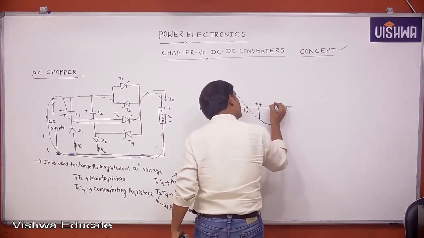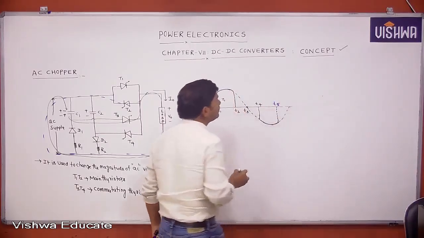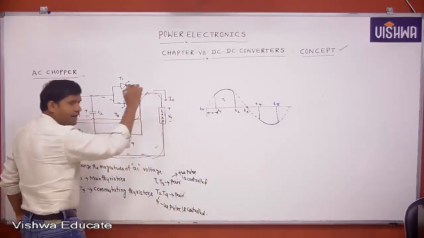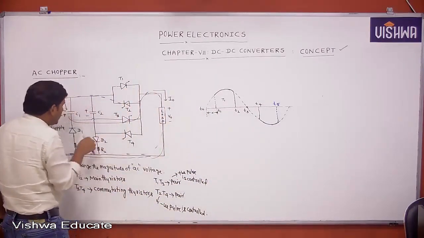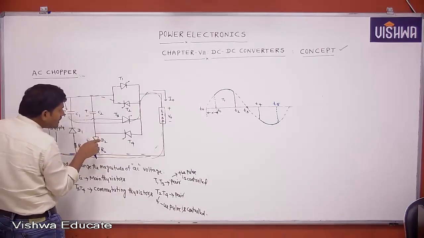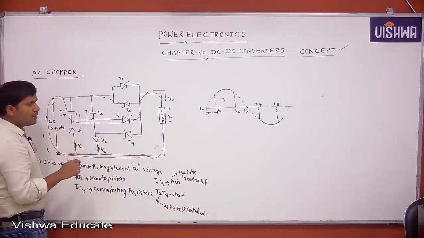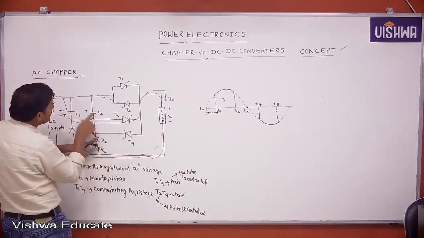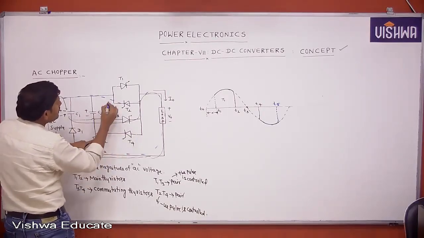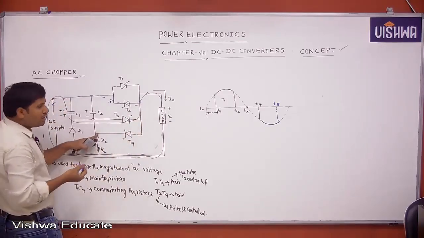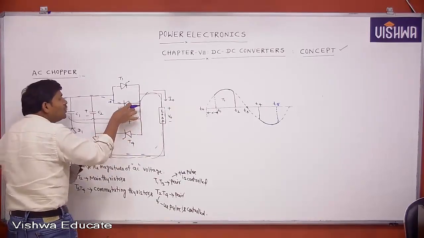This is T5. Then it's applying the current in the opposite direction. At T5 instant, what we are doing? At T5 instant, we trigger T4. Whenever T4 is triggered, this is positive and this is negative. This positive is connected here, this negative is connected here. Then with this polarity, T2 will be turned off.